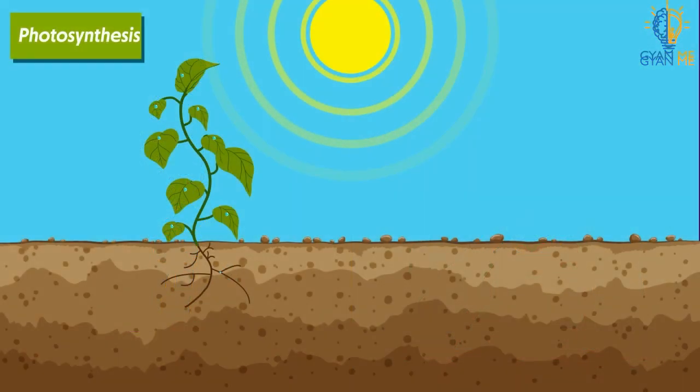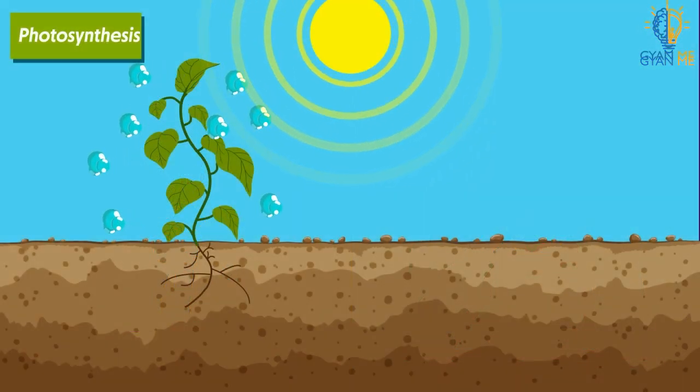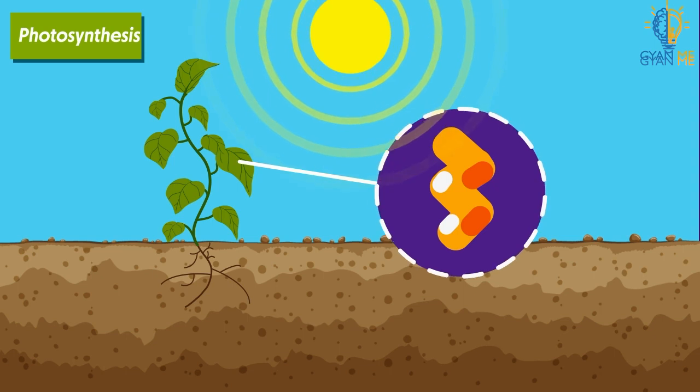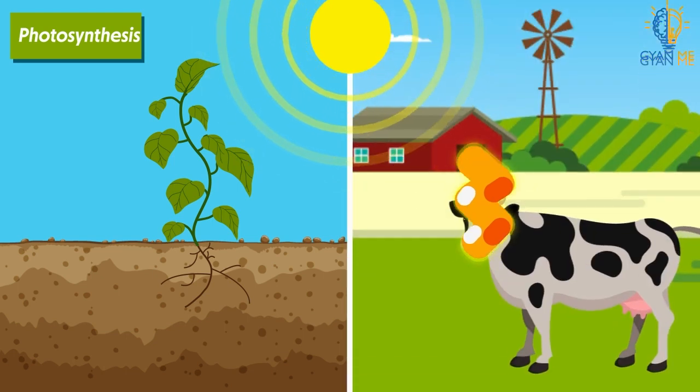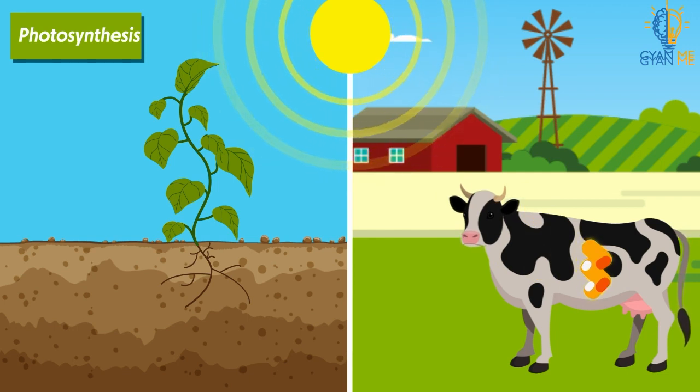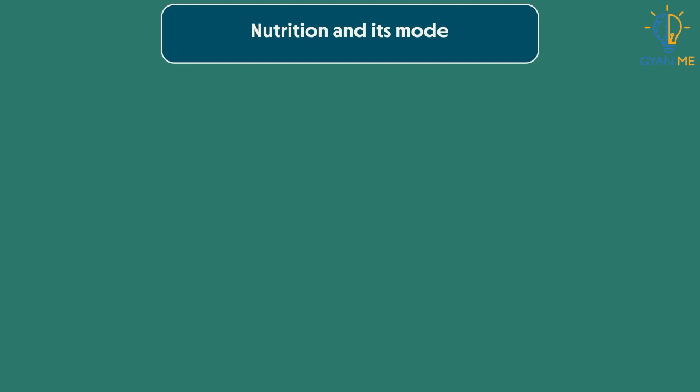We already know that there are some organisms like plants who can prepare their own food, while some organisms like animals depend on others for their food. Let's learn about nutrition and its various modes in detail. First, let's see what is nutrition.